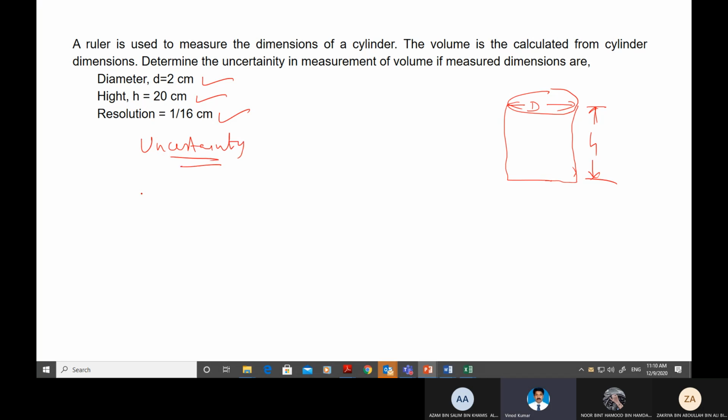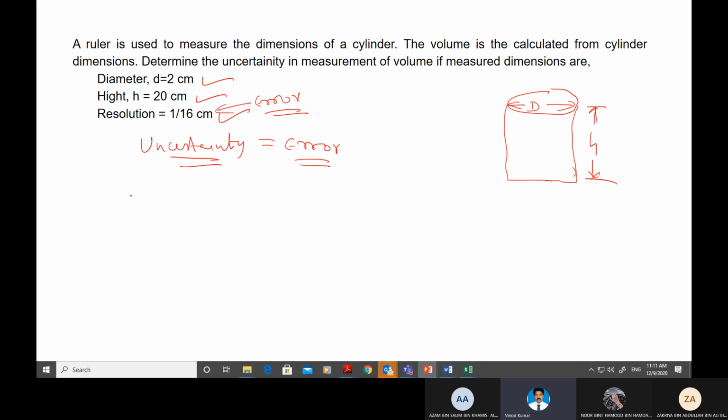Uncertainty can be calculated using this. How do we calculate the uncertainty? Uncertainty means error. How are we going to calculate the error? So a ruler is used to find the diameter and height, and the error in measurement is 1/16 centimeter. So we have to determine the uncertainty in measurement of volume. How to measure the uncertainty?